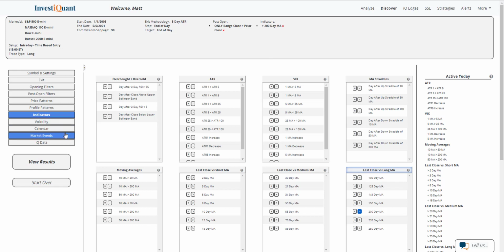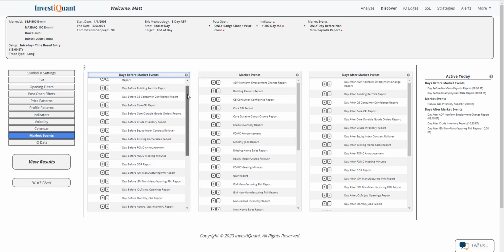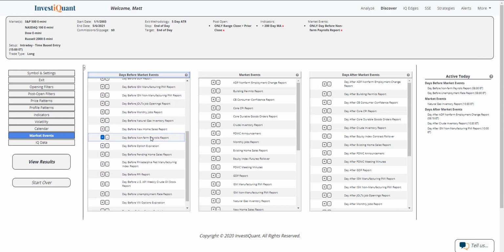And then lastly, in the market events section, I'm going to say that tomorrow is the non-farm payrolls report. So I'm going to grab that from the active today section, that top option. It's also in this category right here in our long list of day before market events. So I've got that added, and now I can click view results.